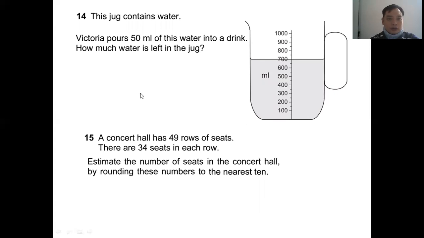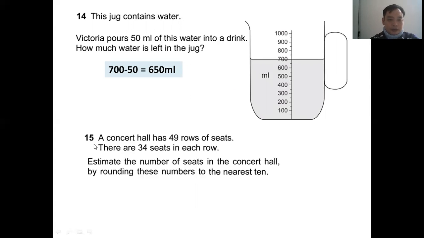Question 14. This jug contains water. Victoria pours 50 milliliters of this water into a drink. How much water is left in the jug? So can you see in the beginning, this level means 700 milliliters. Now she pours out 50 milliliters. So the water remaining inside will be 700 minus 50 equals 650 milliliters.